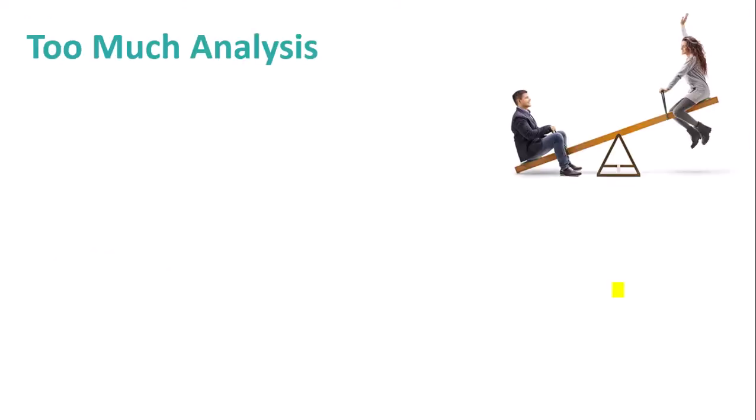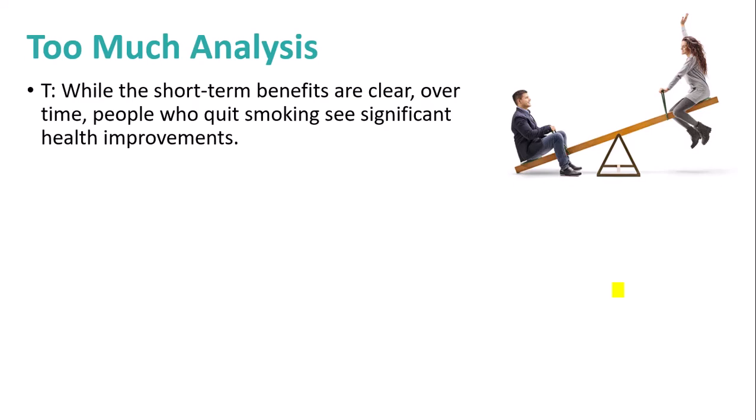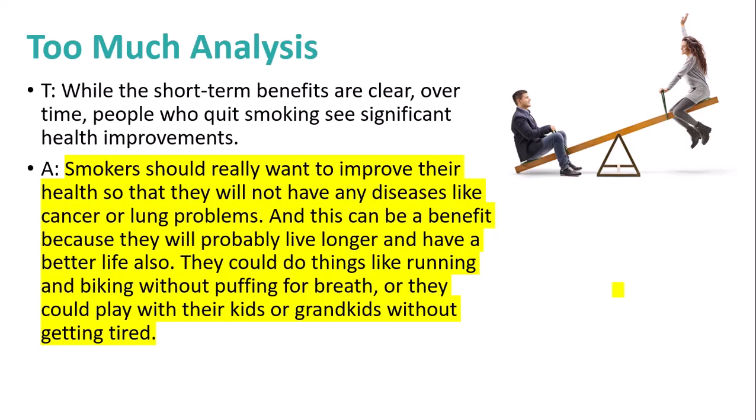All right, the opposite problem. Look how happy she is being up in the air. That little piece of evidence. Too much analysis. So here, what happens is that there's some vague phrases, and actually, if you read this, the ideas here are not bad. Smokers should want to improve their health so that they don't have diseases. This can be a benefit. They will probably live longer and have a better life. They can do things like running and biking. These are actually some good examples. The issue is that there's no evidence to support it.